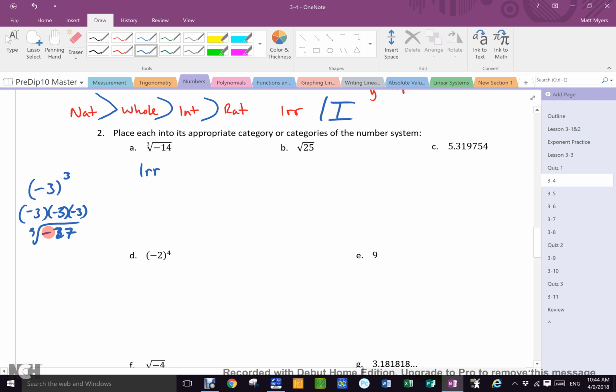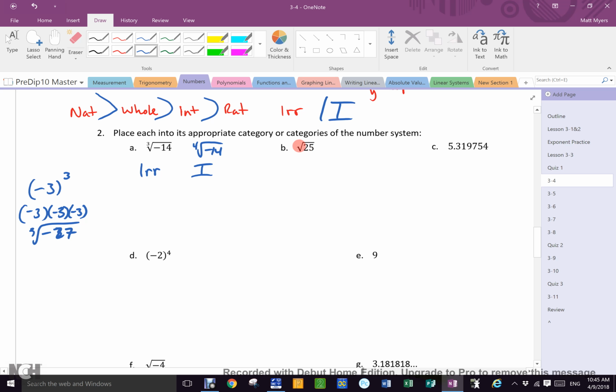Let me ask you this. What if I said it was the fourth root of -14? That is imaginary. Why? Because I need 4 instead of 2. Still an even number. I'm going to end up positive again. Everybody cool? All right.